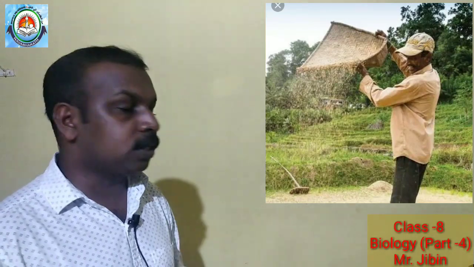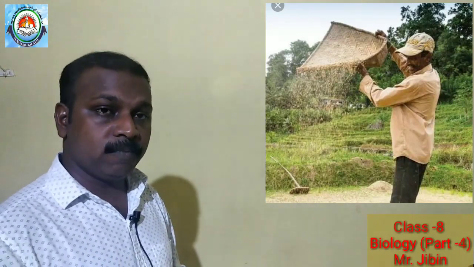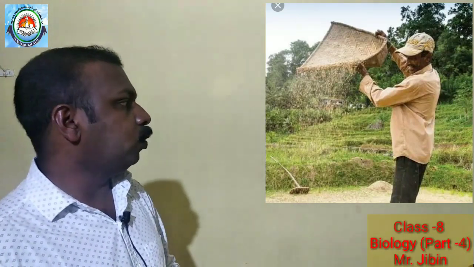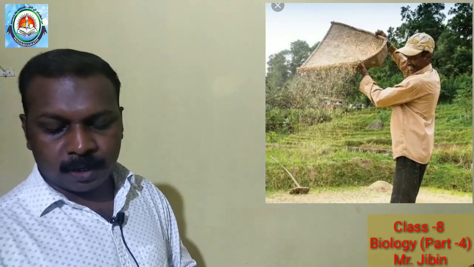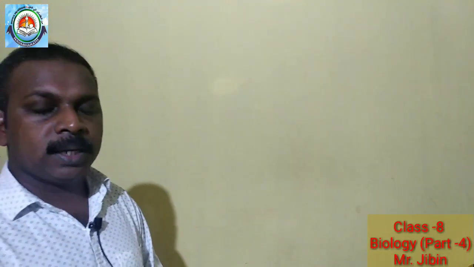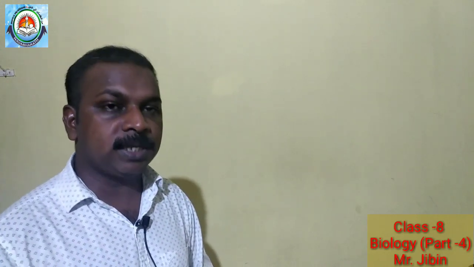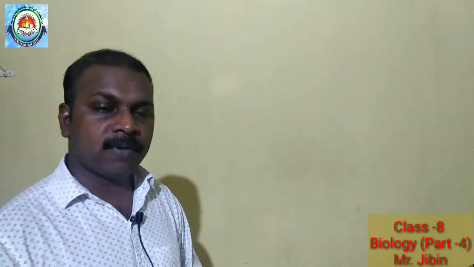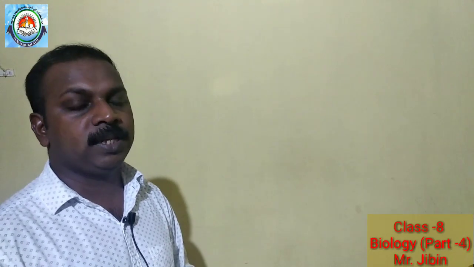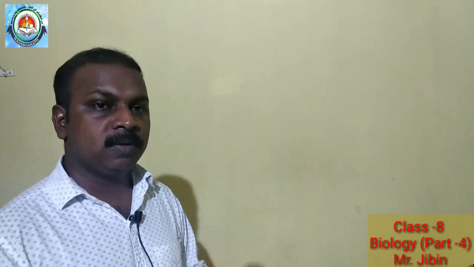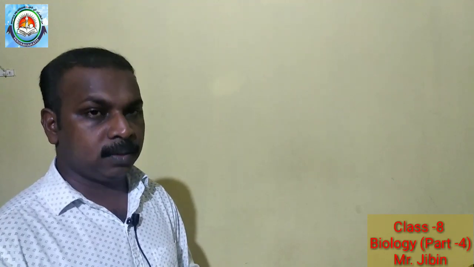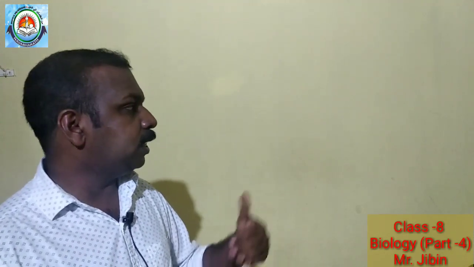This method is known as what? Winnowing. W-I-N-N-O-W-I-N-G. Winnowing is done. After winnowing, here also a winnowing machine is available. Some farmers may use the help of this winnowing machine, so it will be easy for them to winnow these crops. Okay, so that is about harvesting.